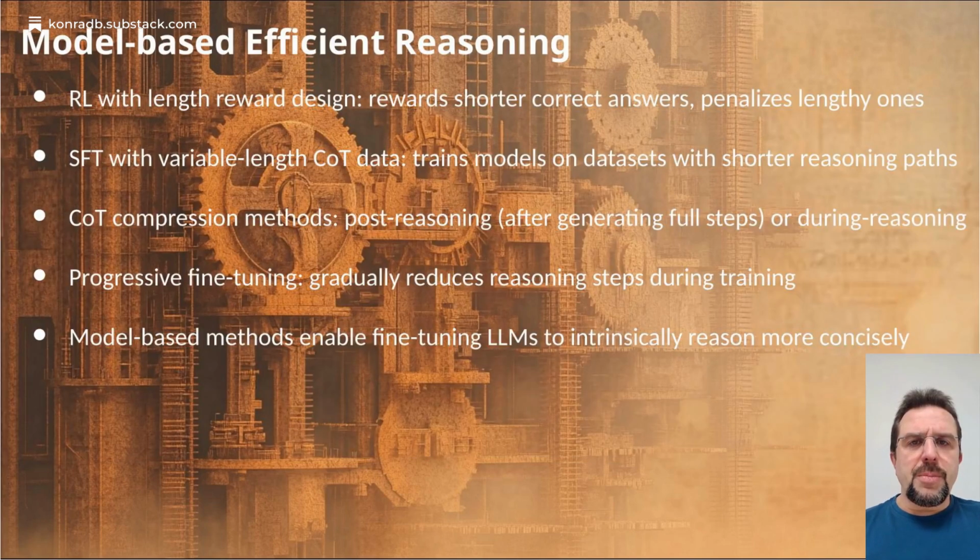Section 3 explores model-based approaches to efficient reasoning. Reinforcement learning methods integrate length rewards that favor shorter correct answers while penalizing verbose ones. Supervised fine-tuning approaches train models on datasets containing varied reasoning lengths, particularly focusing on shorter paths. These datasets can be created either by compressing full reasoning steps after generation or by directly generating shorter steps during reasoning. Some methods even use progressive fine-tuning to gradually teach models to reason more concisely. These approaches modify the model itself to inherently generate more efficient reasoning.